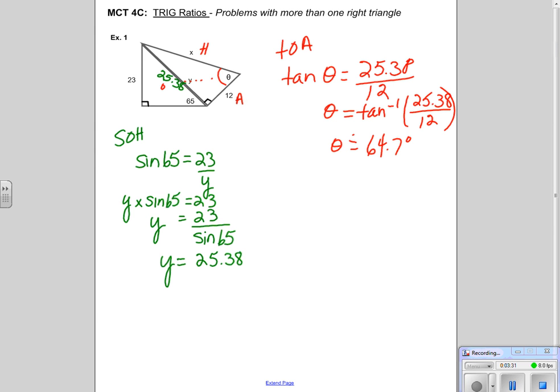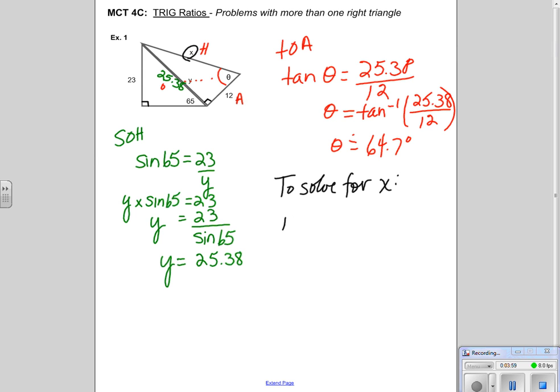So I have theta. The last thing that I want to find is side x. I have three possibilities to find x. I can use Pythagorean theorem. I can use one of the trig ratios. I've already used tan, so I could use cos or sine to find it. I'm going to use Pythagorean theorem because we haven't used it for this particular problem.